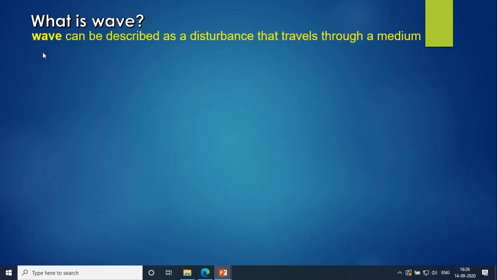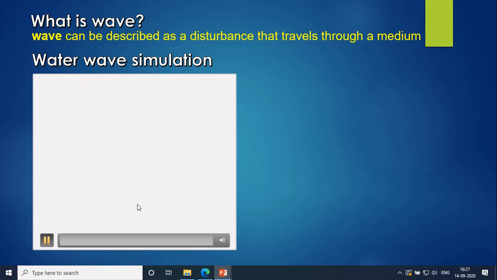So a wave can be described as a disturbance that travels through the surface of water or the surface of any medium. For example, if you drop a stone on the surface of water, you can observe the ripples or water waves surrounding the point of disturbance. So I will show you one water wave simulation.